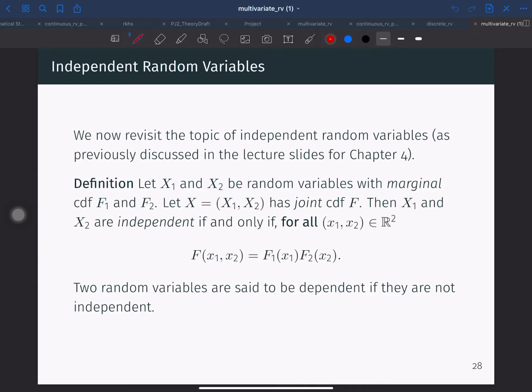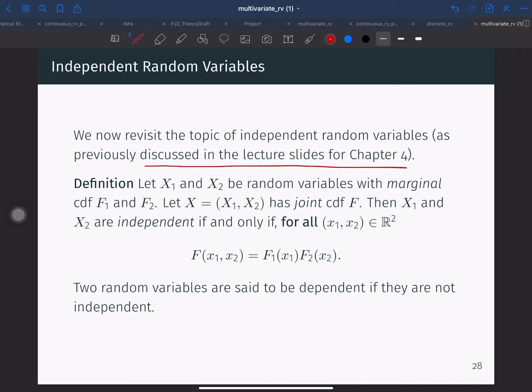Hello everyone, welcome back to Mathematical Statistics. So today we will continue our discussion of multivariate random variables by talking about the notion of independent random variables. We have discussed part of this material earlier in the lecture slides for chapter 4. For today we will just try to clarify a few more additional details.